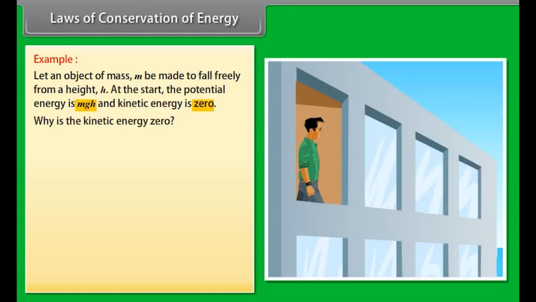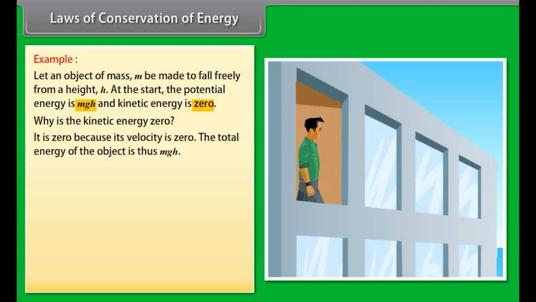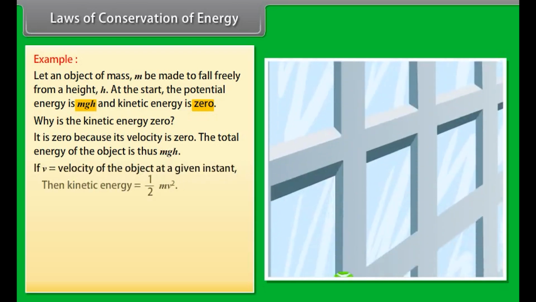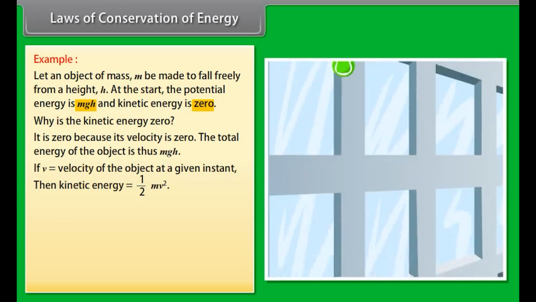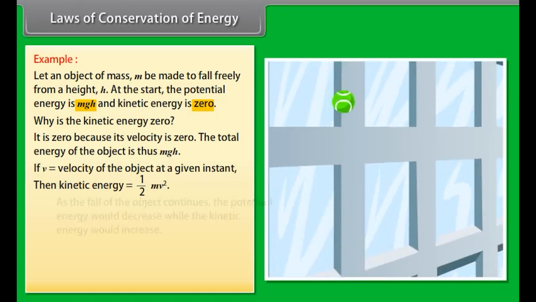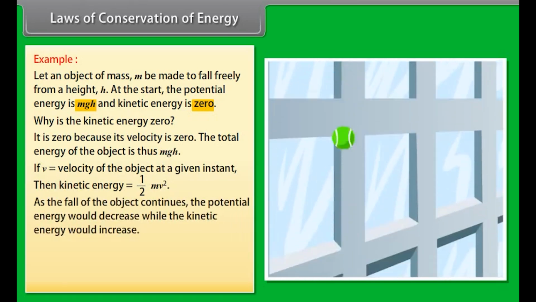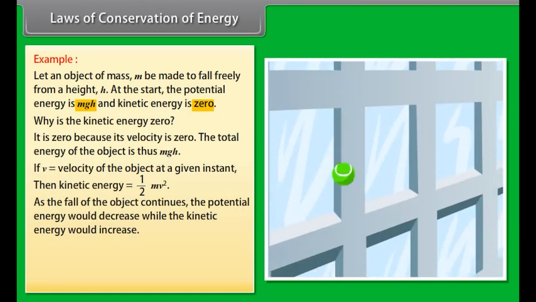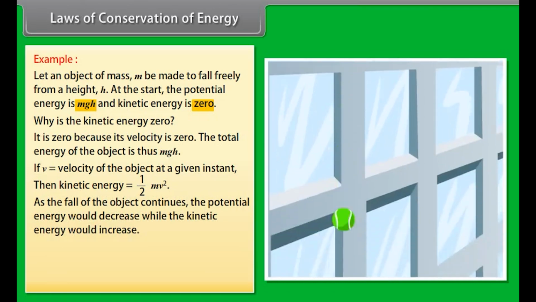Why is the kinetic energy 0? It is 0 because its velocity is 0. The total energy of the object is thus mgh. As it falls, its potential energy will change into kinetic energy. If v is the velocity of the object at a given instant, the kinetic energy would be 1/2 mv². As the fall of the object continues, the potential energy would decrease while the kinetic energy would increase.